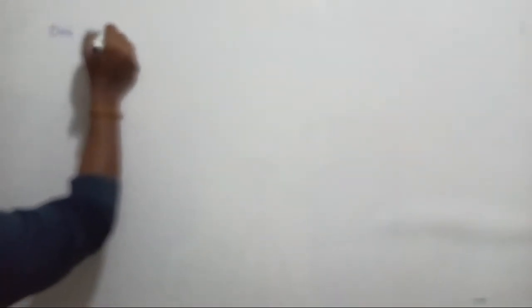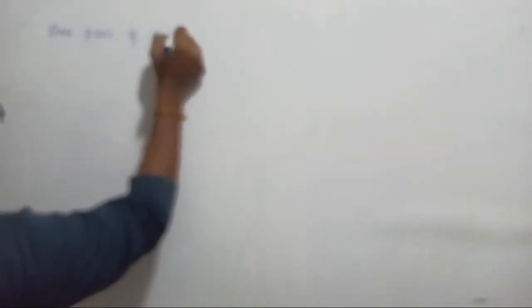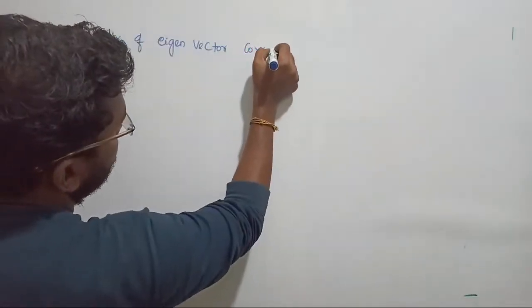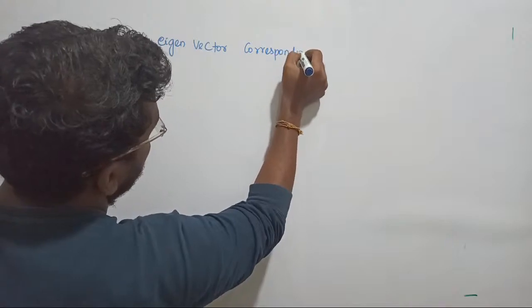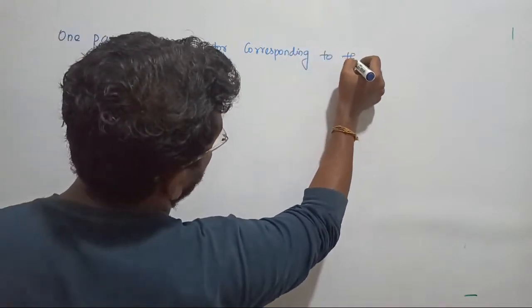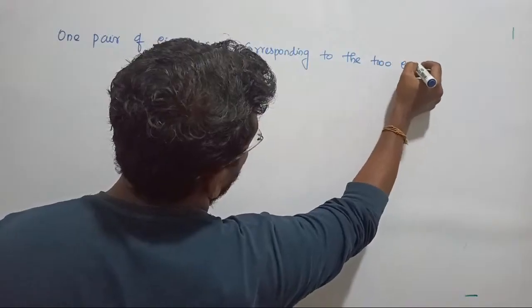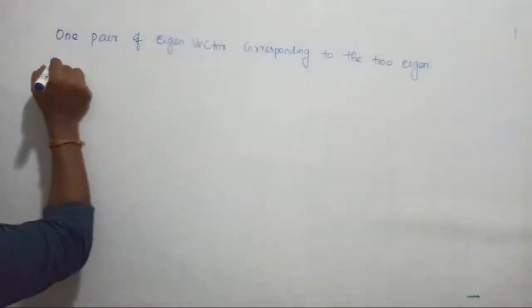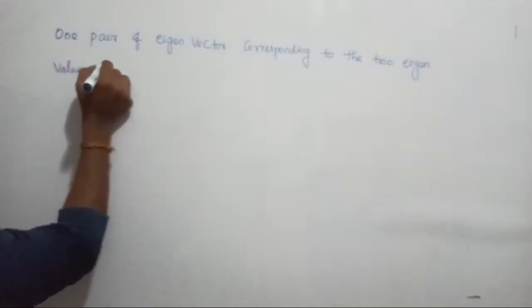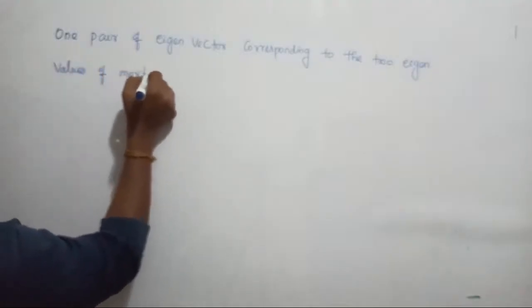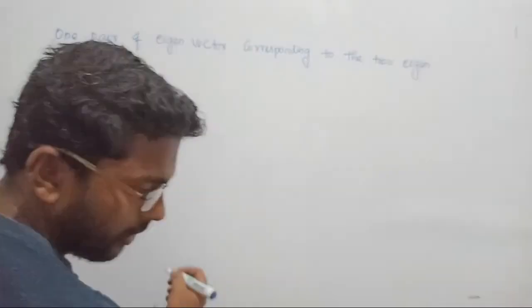The question is next. Write down one pair of eigenvectors corresponding to the two eigenvalues of the matrix. One pair of eigenvectors corresponding to the two eigenvalues of the matrix.